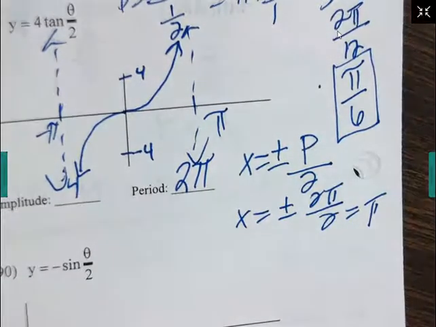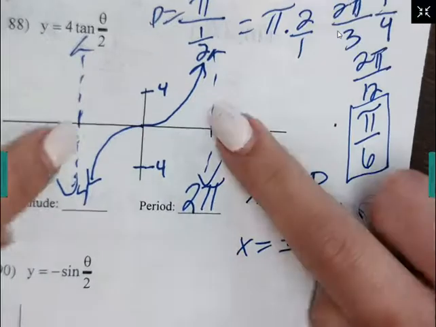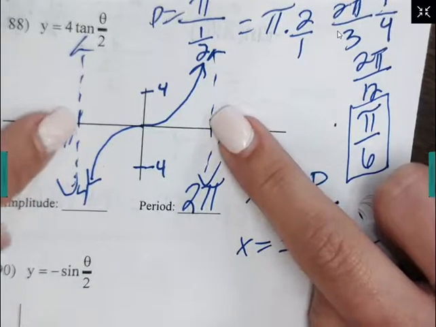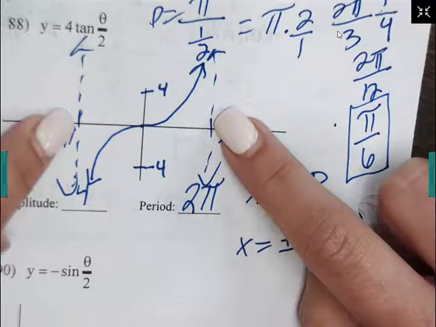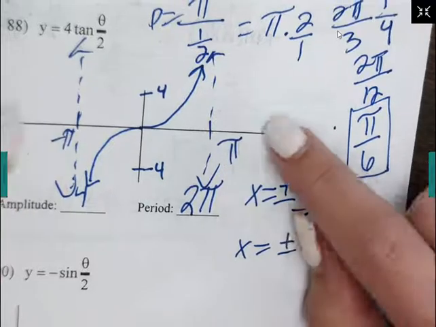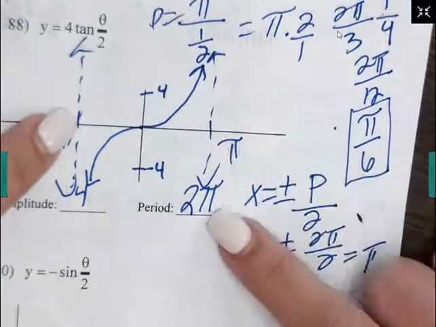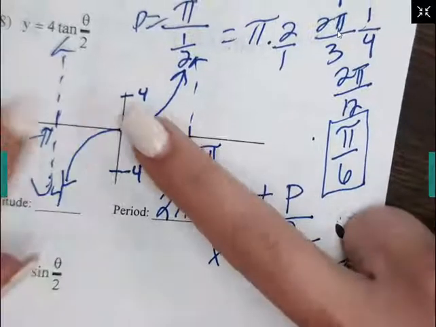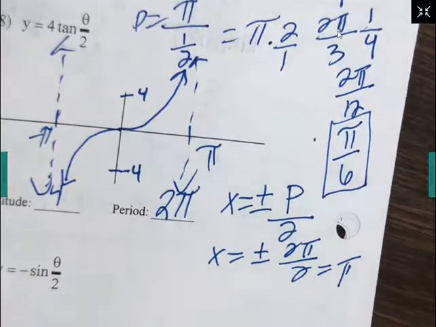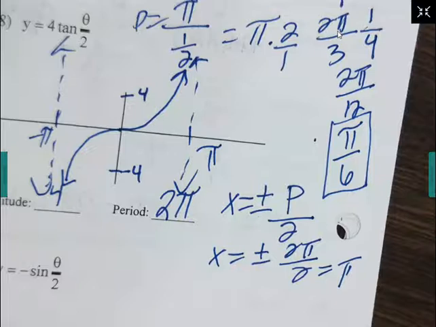What I want y'all to know is that this is the period. From here to here is the period it takes to complete one full cycle, right? So if the period is 2 pi, then it makes sense that this is pi and this is pi, because that's 1 pi, 2 pi. Any other questions here? Okay, let's move on.